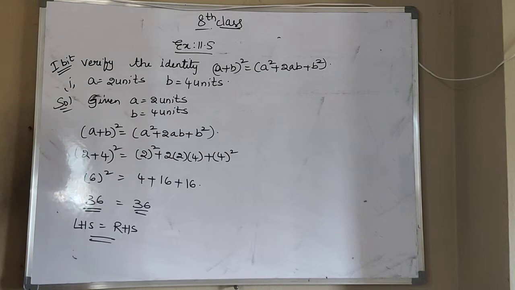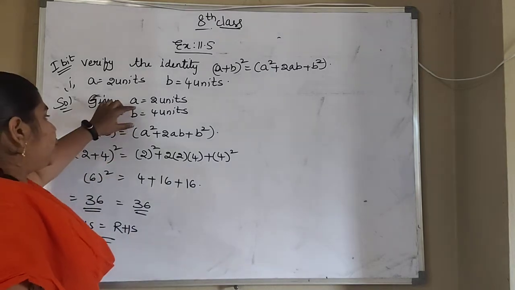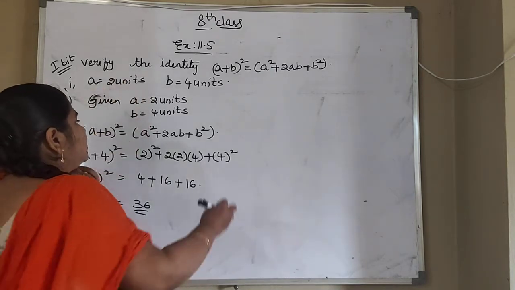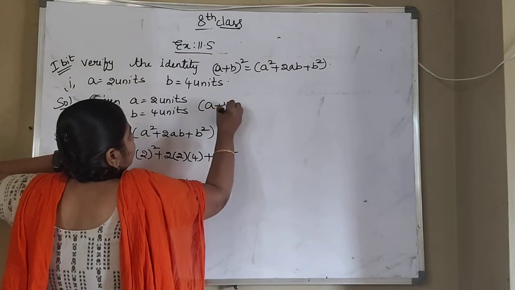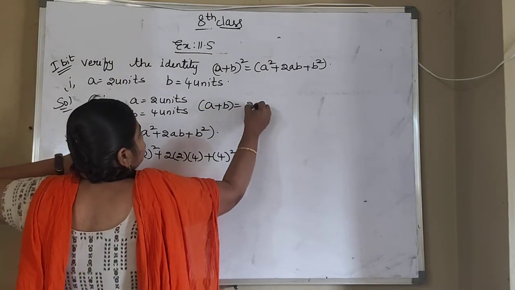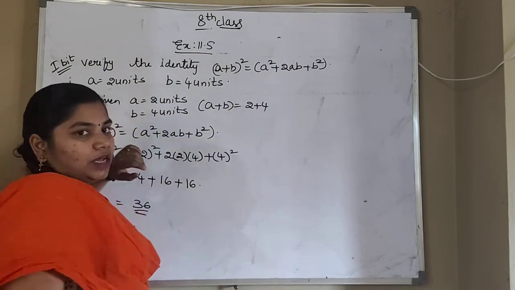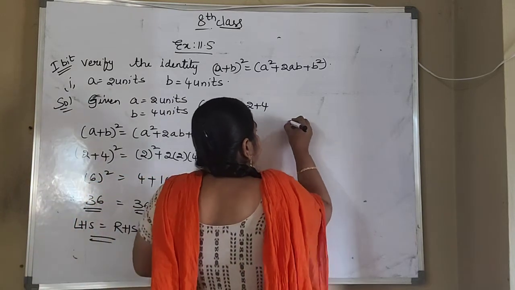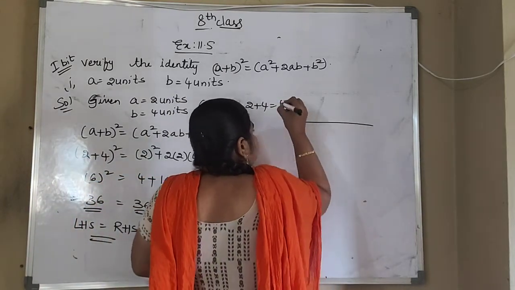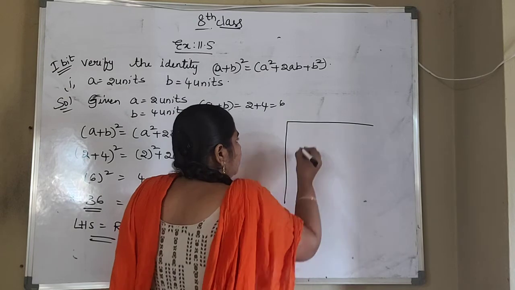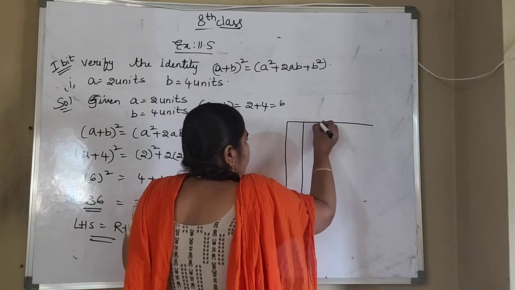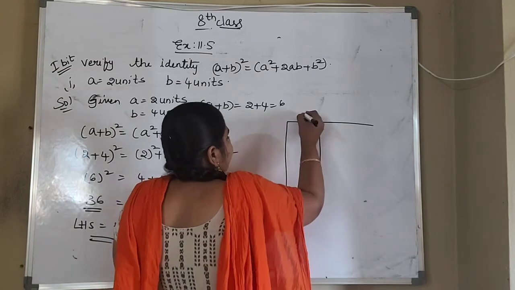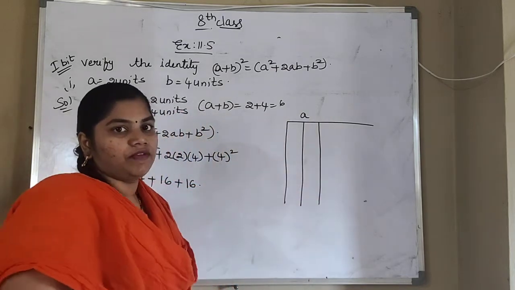Now we have to draw a figure here. Okay, so total how many parts? A plus b means how much? A plus b means how much? That will be equal to 2 plus 4. That means total 6 boxes we have to take. 1, 2, this is 2. This is a value. From here to here, a value.